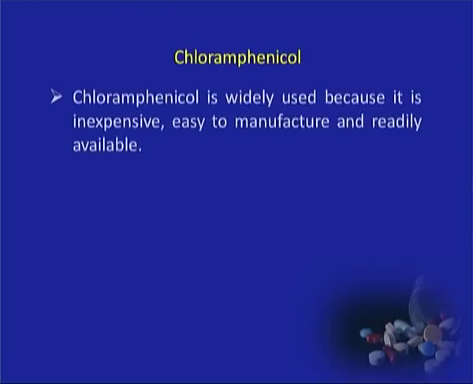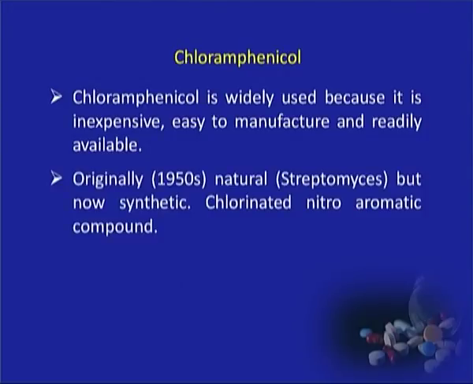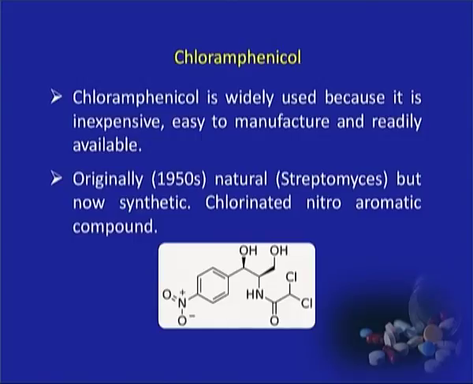Let us focus on chloramphenicol. Chloramphenicol is widely used because it is an inexpensive, easy to manufacture and readily available antibiotic. Originally, in the 1950s, it was developed naturally from Streptomyces species, but now it is synthetically manufactured. It is a chlorinated nitroaromatic compound. You can see the chemical structure of chloramphenicol here.